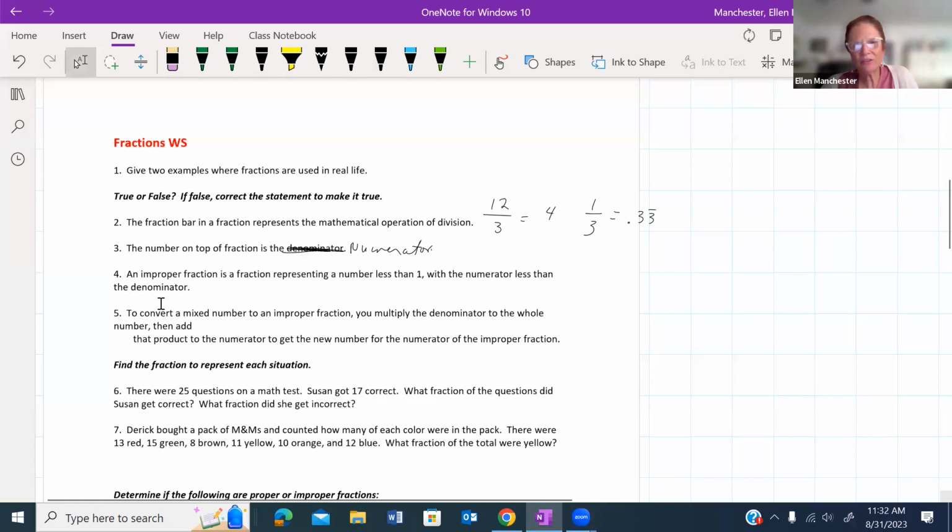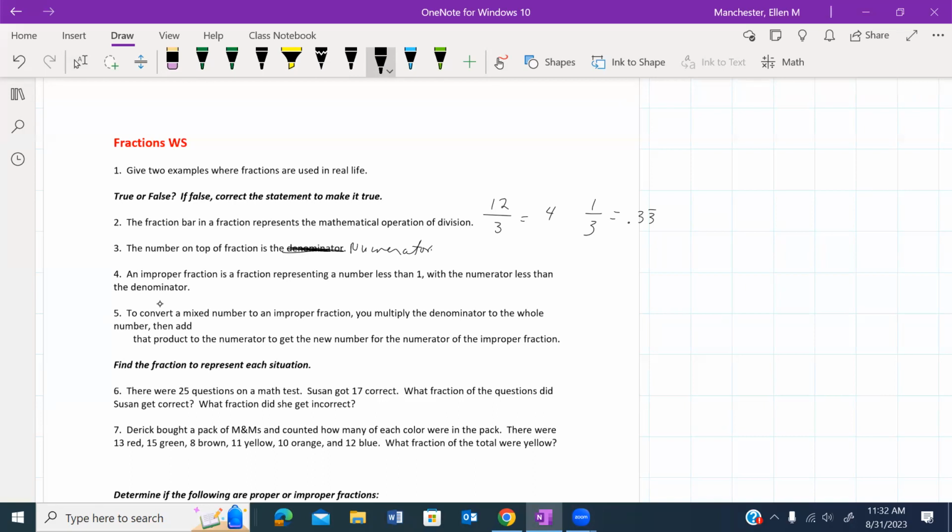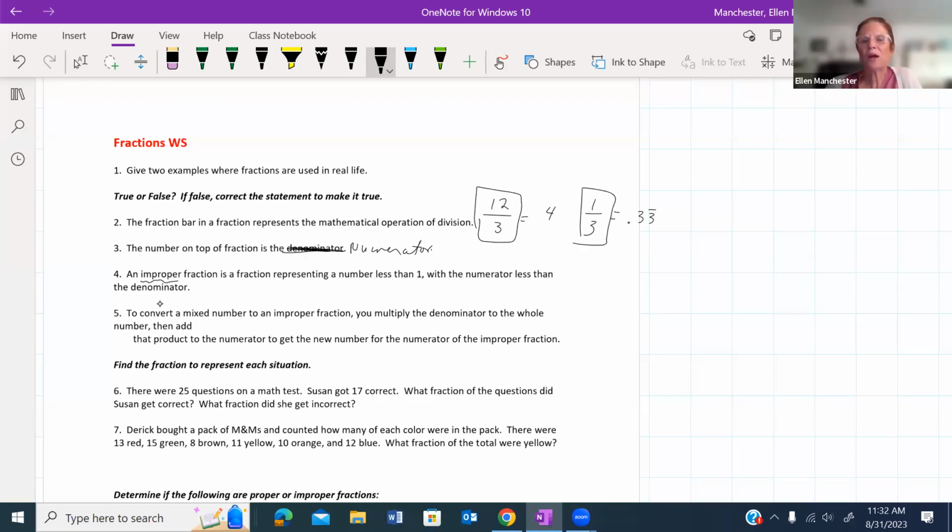An improper fraction is less than 1 or more than 1? What's an improper fraction? It's less, right? So improper, this right here would be considered an improper. This right here is considered a proper fraction. So an improper fraction is actually more than 1. Okay, so that would be a false statement here too. So it's actually more than 1.